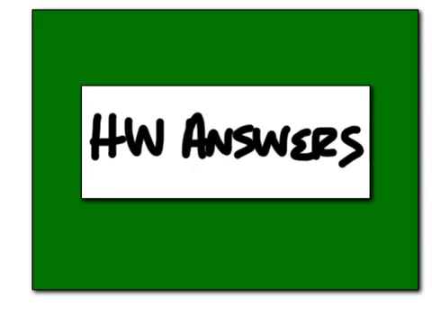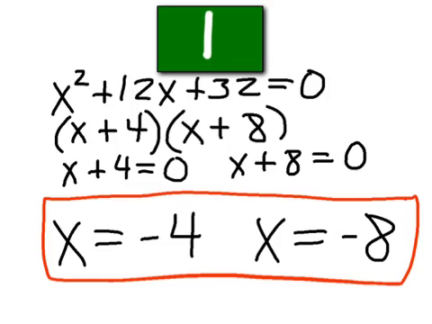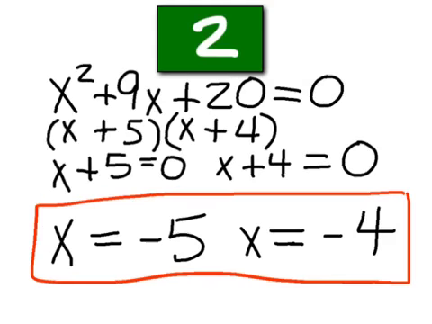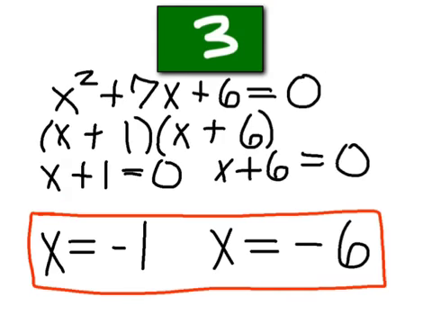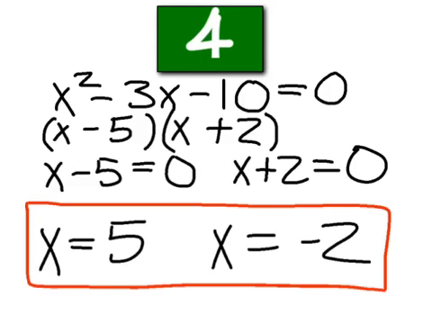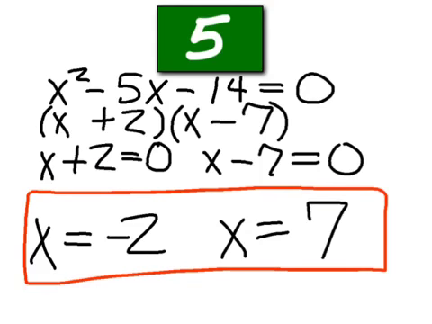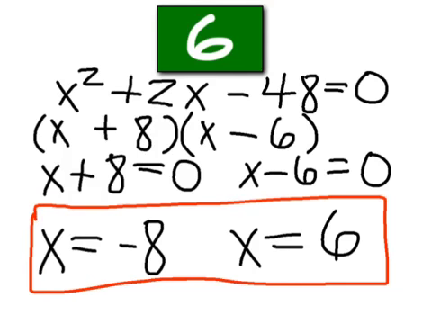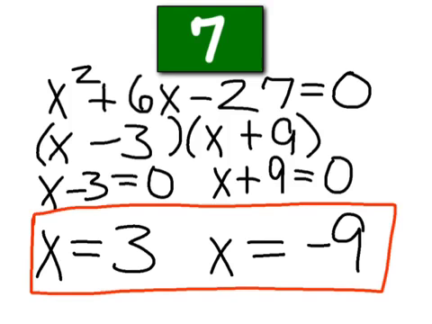Alright, homework check's going to be up here. Keep track of how many you have right. Number 1 should be -4, -8. Number 2 should be -5, -4. Number 3 should be -1 and -6. 4 should be 5 and -2. 5 should be -2 and 7. 6 should be -8 and 6. 7 should be 3 and -9.